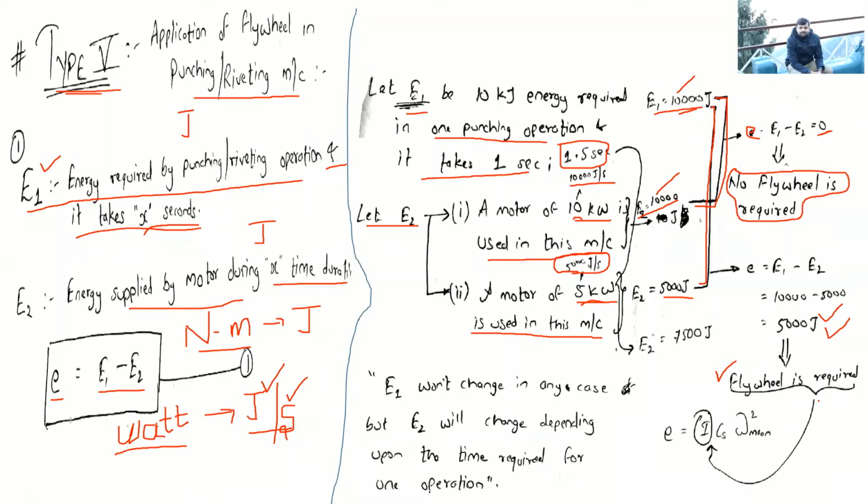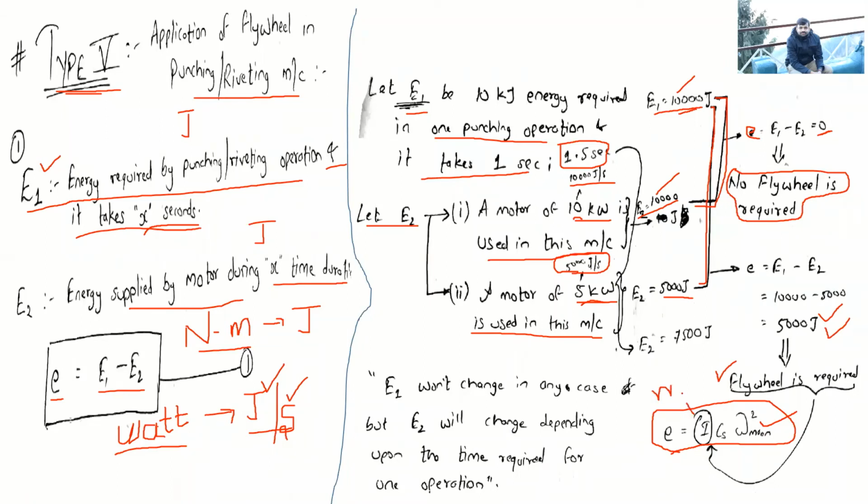But again, the next question comes. Now a flywheel is required, I agree with that. But what would be the specifications of the flywheel? That specification we will find out by using this equation: E equals I Cs omega mean square. Some speed would be given to us, that is, the RPM of the motor would be given. Cs, the coefficient of fluctuation of speed, we can easily find out, and I is nothing but mk square.